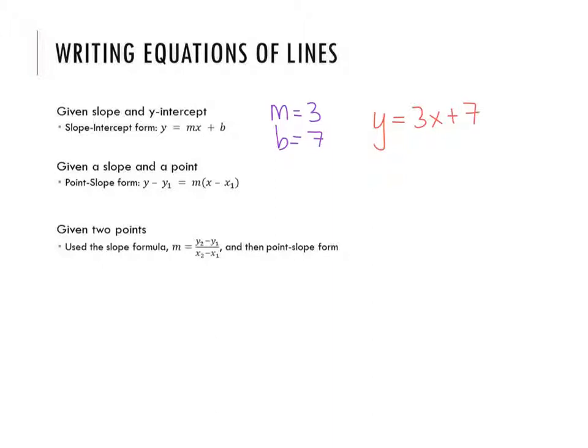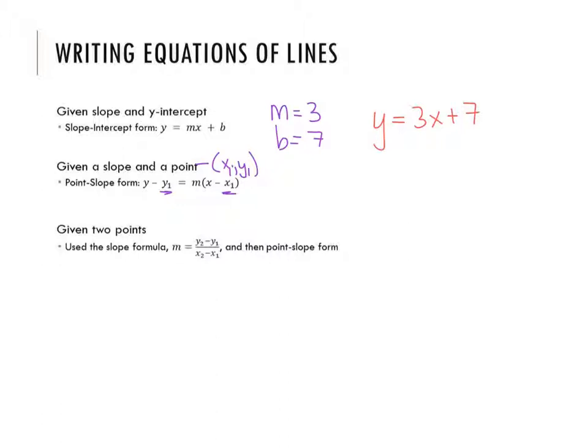Otherwise, we're going to be looking at point-slope form, and point-slope form is if you're given a slope and a point. So here's my slope, m always stands for slope, and then my point is x1, y1. And so your point then, there's your x-coordinate and there's your y-coordinate. So the x and the y without subscripts are the x and the y in the equation. So those are our two forms.